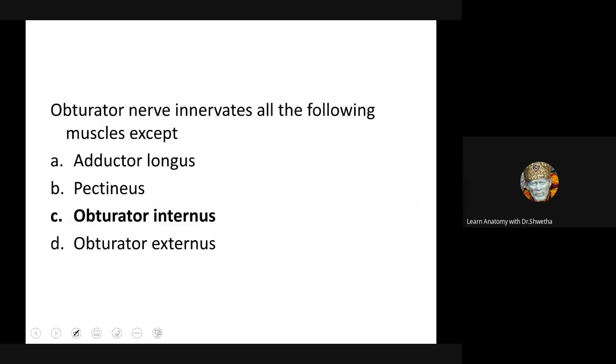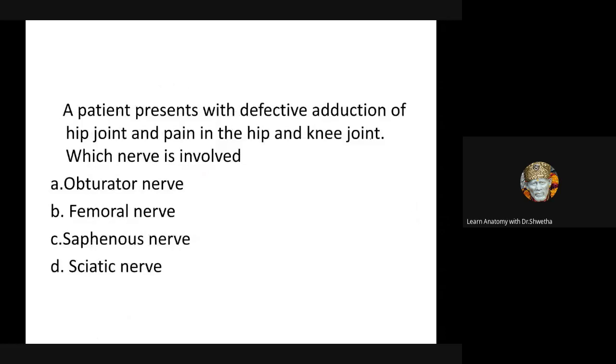Now a patient presents with defective adduction of the hip joint and pain in the hip and the knee joint. Which nerve is involved? Obturator nerve, femoral nerve, saphenous nerve, sciatic nerve. Obturator nerve. Correct. See here, students, I will clear your doubt. A patient presents with defective adduction. Obturator nerve supplies the adductor compartment whose function is adduction at the hip joint. So this patient is having defective adduction with pain in the hip joint and pain in the knee joint. Which nerve is involved? Obviously, the obturator nerve.